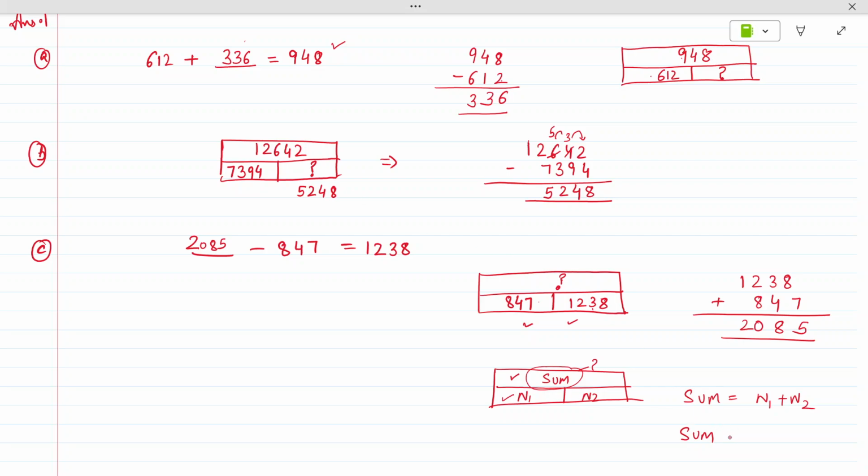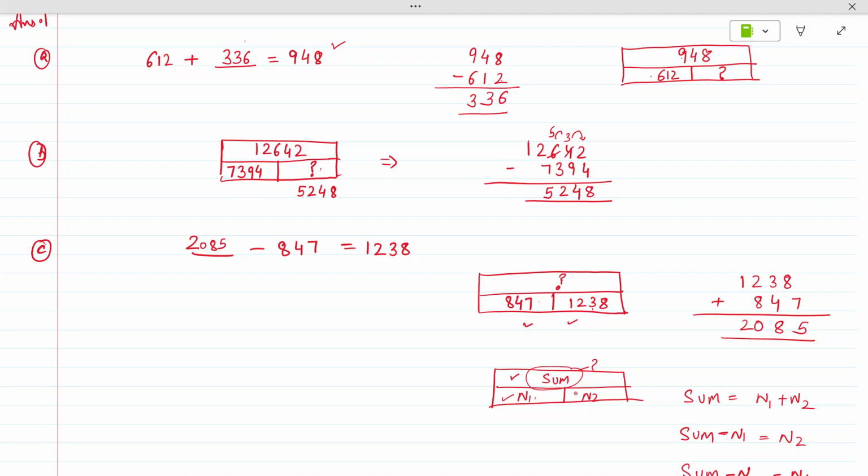How will we do it? We will subtract n1 from the sum and we will get the other number, n2. Similarly, if the sum is given and n2 is given, it will give me n1. So this is how the model works.